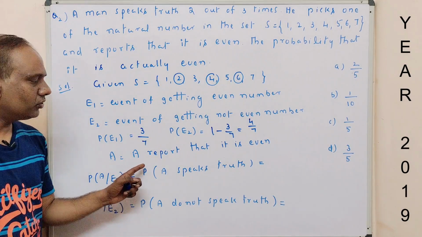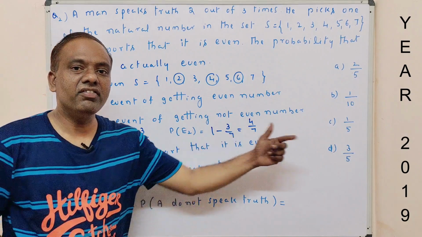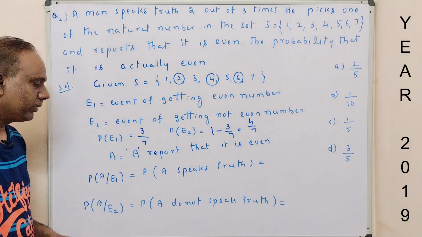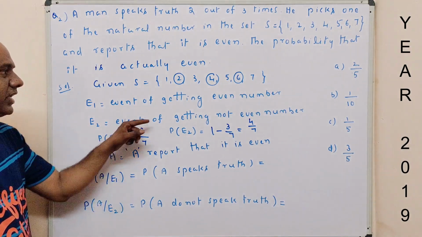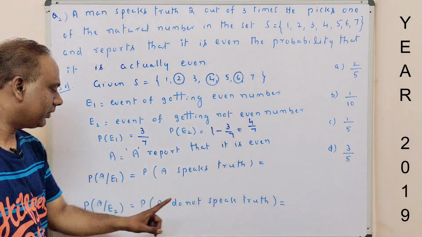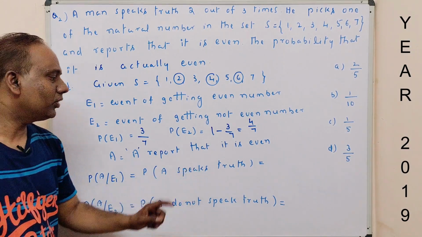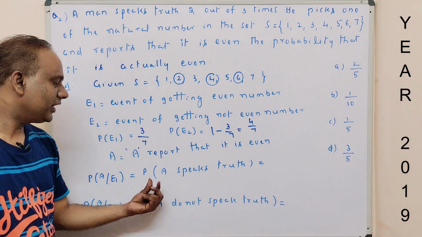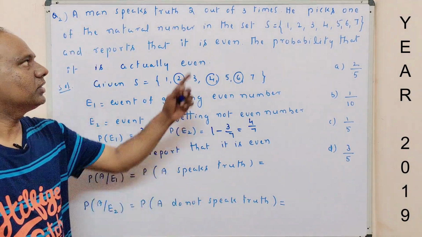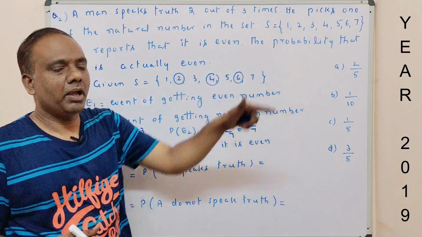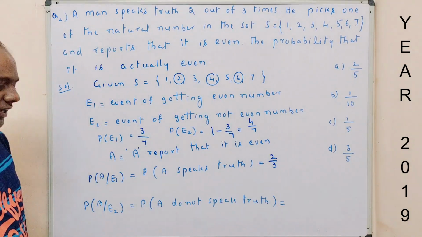And A is equal to, he reports that it is an even number. So here P of A by E1. P of A by E1 means the event of getting even number, and he reports that it is an even number. That probability means he speaks truth, which is given as 2 out of 3 times. That means 2 by 3.